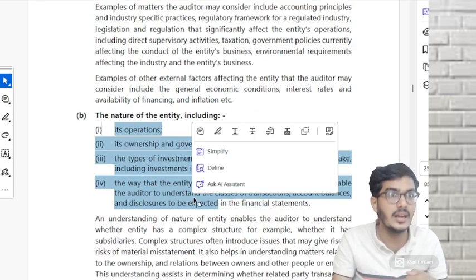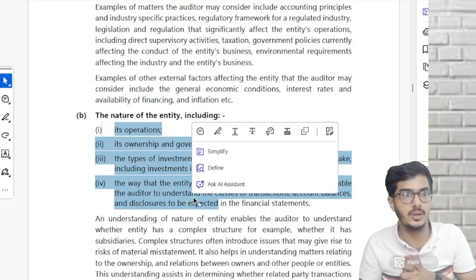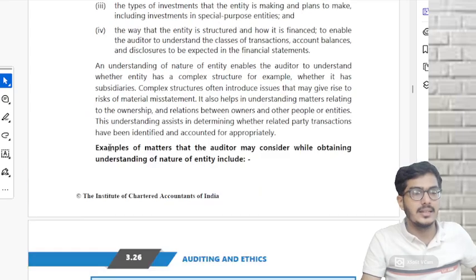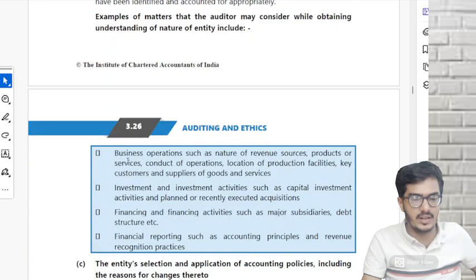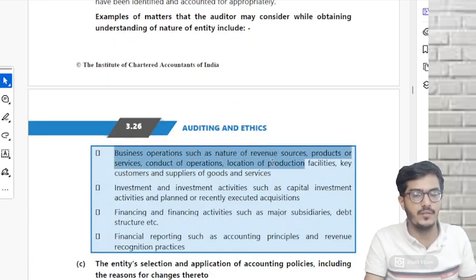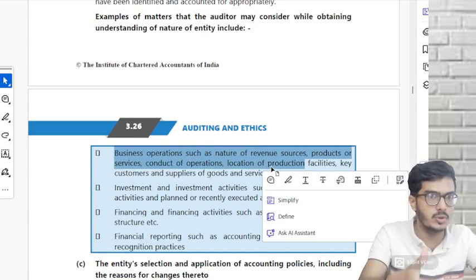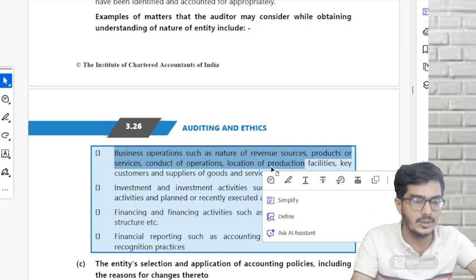These 4 points, if I tell, they are specifically to the entity which you're doing the audit. Understood? Then you're supposed to mug these examples. These are those examples for each of these points. Like on operations, they have told business operations such as nature of revenue, from where they are earning revenue. Honda, if you see, they are earning revenue by goods also, that means selling cars, bikes, and they're earning something through service centers also. So that is that example.